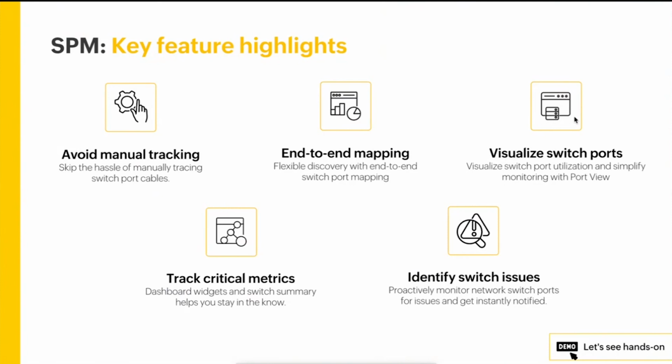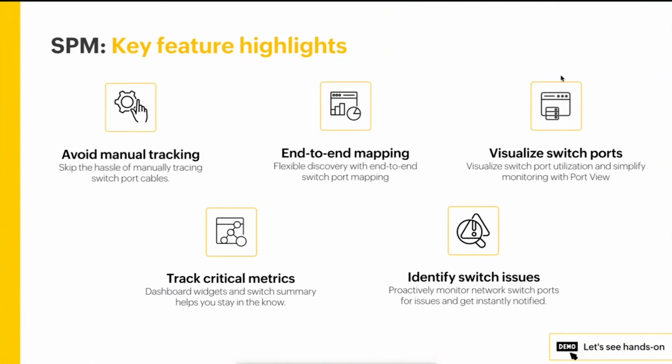OpUtils also tracks critical metrics. These metrics are important to make sense of how the resources in your network are being utilized, and they also help you understand how these resources are being mapped to the end devices in your network. And most importantly, it helps you identify switch issues. It proactively monitors your network switch ports and it instantly notifies you through the different channels in case there is an issue that arises with the different switch ports that you are managing with OpUtils.